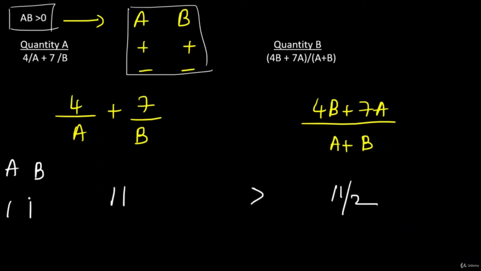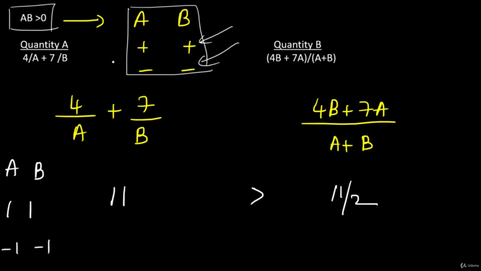So clearly quantity A is greater than quantity B. Now remember, when you plug in numbers, you need to have a good range of numbers. Now over here we have tested this scenario. Now let's test this scenario where A and B are negative. What if I take A as -1 and B as -1?